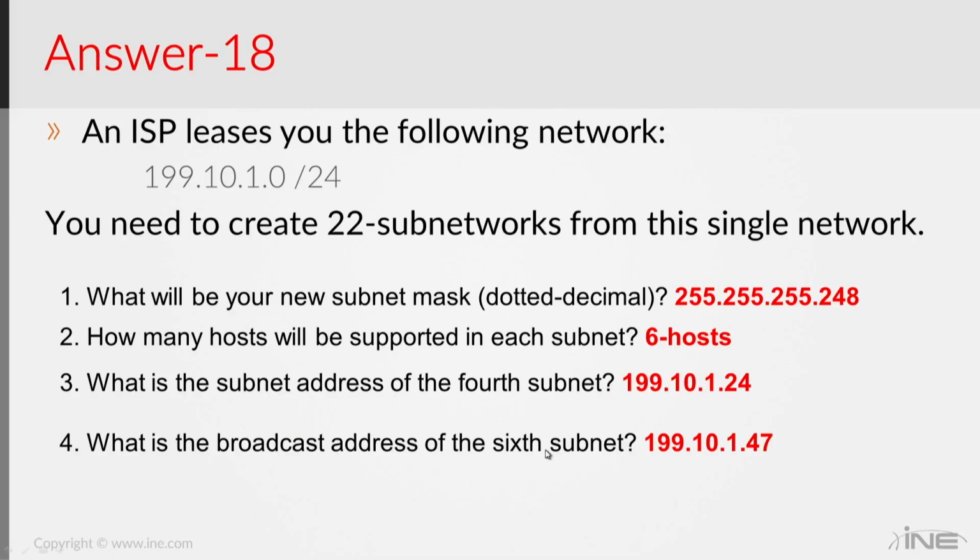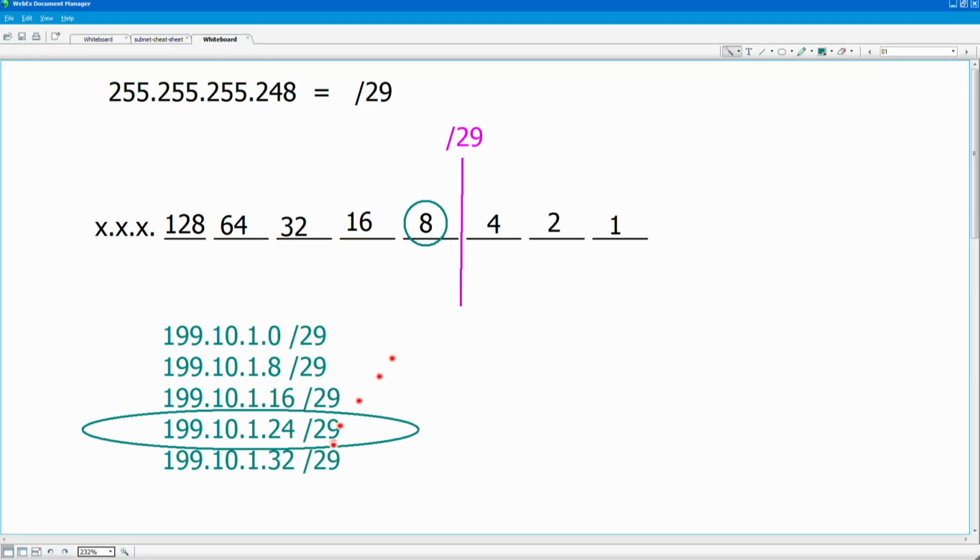What is the broadcast address of the sixth subnet? Okay, well, let's keep going. We've already got the fifth one. The sixth one will be that. Let's just go one more to the seventh one. That's the seventh subnet.